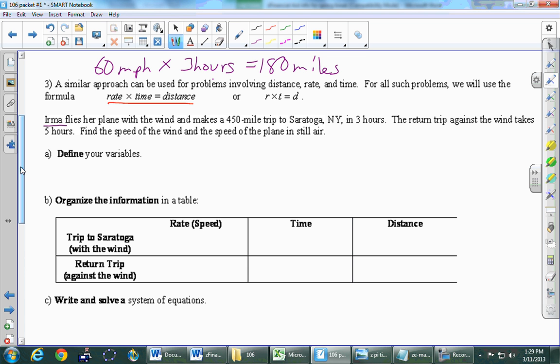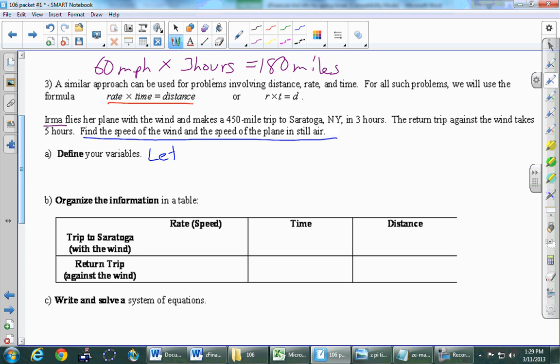In order to define the variables, where do we look? The last sentence. The last sentence tells you what the variables should be. Find the speed of the wind and the speed of the plane in still air. Those are your variables. You don't really even have to come up with them out of the blue. They are exactly what we are being asked to find. So we've got wind and we've got plane speed.